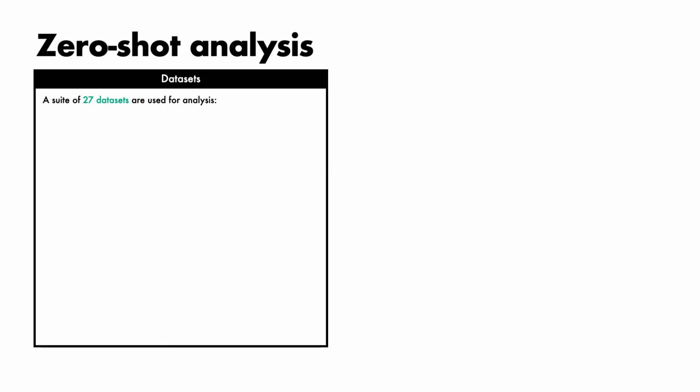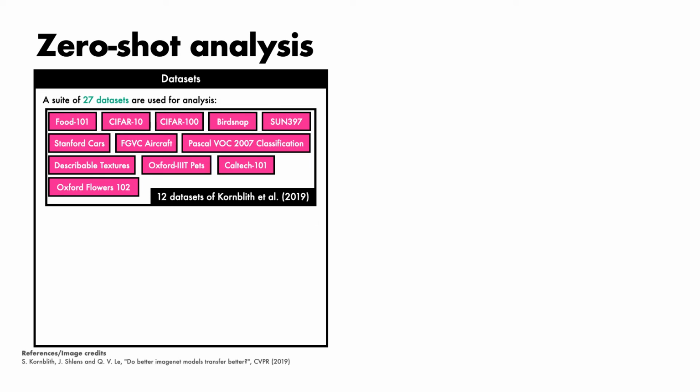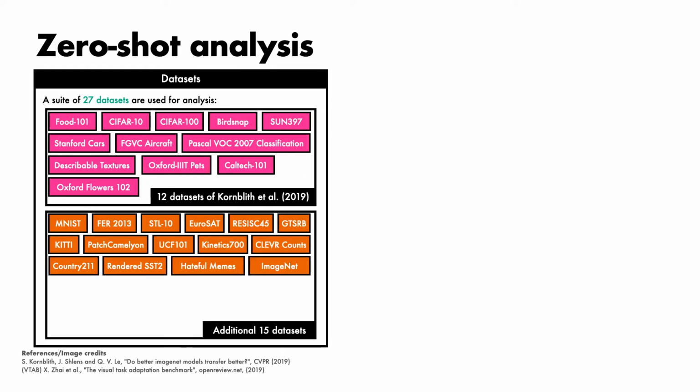To conduct a more detailed and fine-grained analysis of zero-shot performance, a suite of 27 datasets was used. These include the 12 datasets used by Kornblith et al. in their study of whether better ImageNet models generalize better to other datasets, and an additional collection of 15 datasets to further extend the analysis, including the German traffic signs benchmark, and others that are sourced from VTab, which are likely to overlap less heavily in task definition with ImageNet.